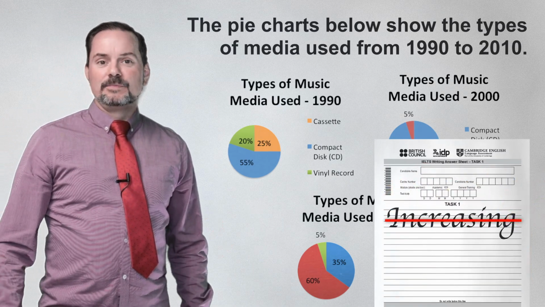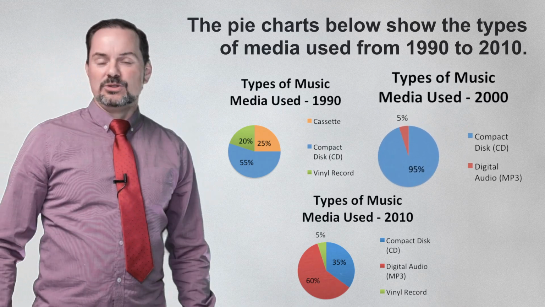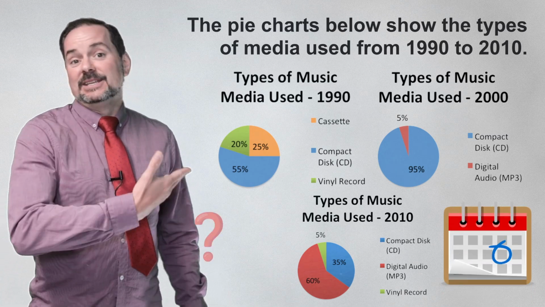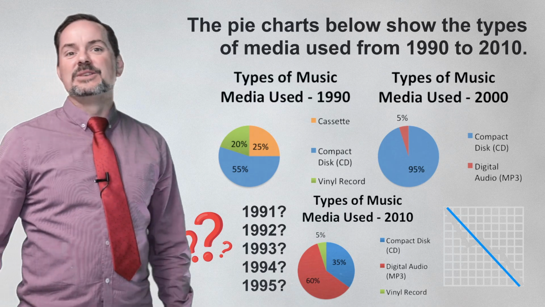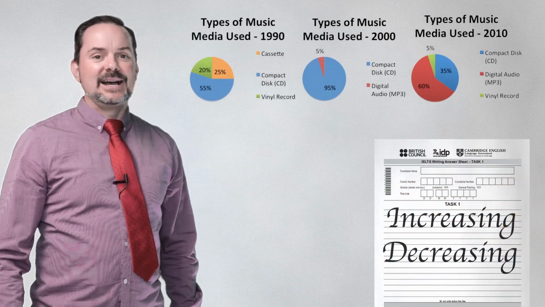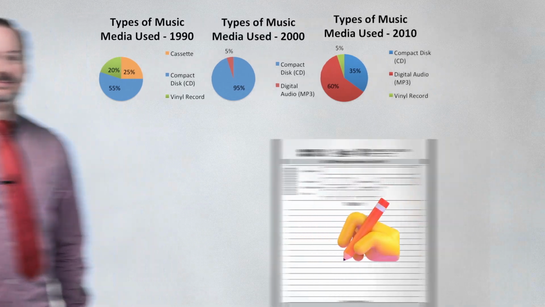While it's true that the number of people using CDs had increased in 2000 compared to 1990, we don't know what happened in 1995. There might have been a decrease in the number of people listening to music on CDs. So don't make this kind of mistake when you're writing for pie charts. Let me give you a little bit more help about what you should do.